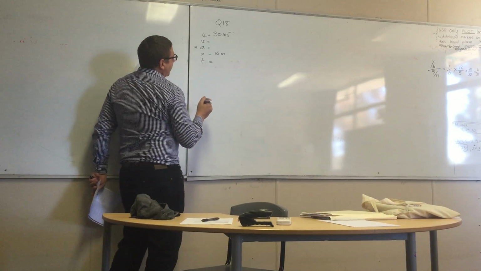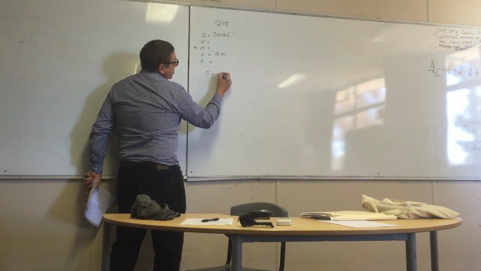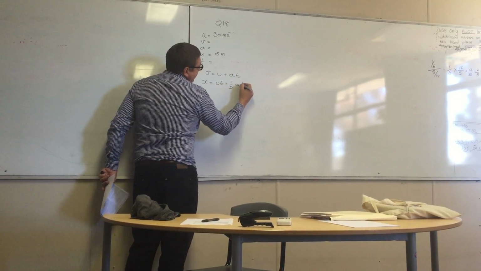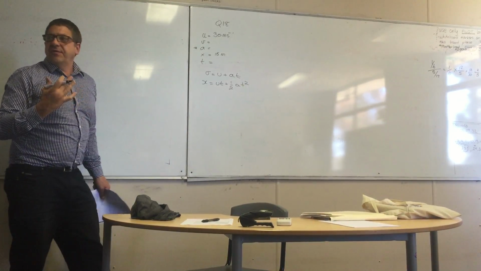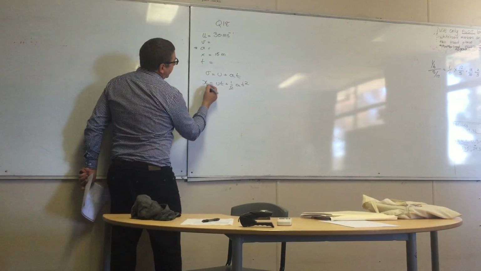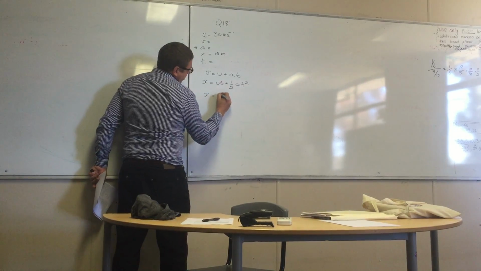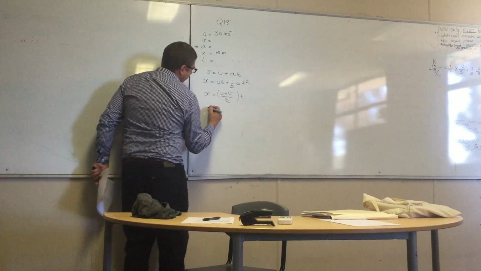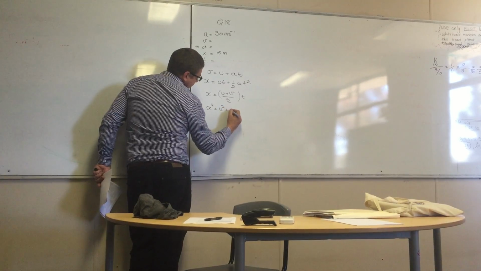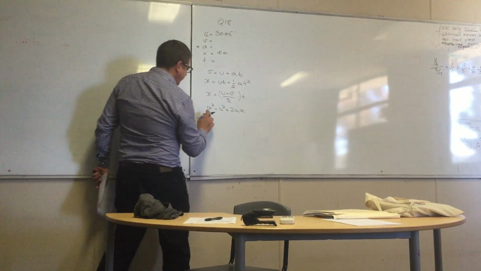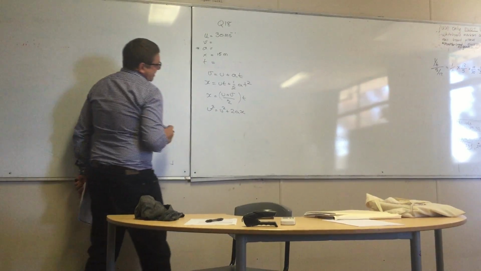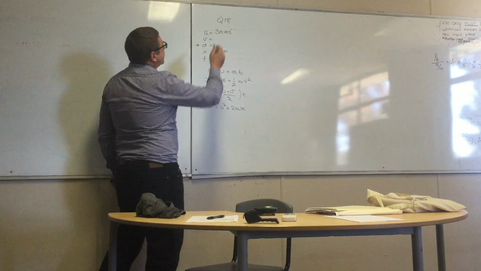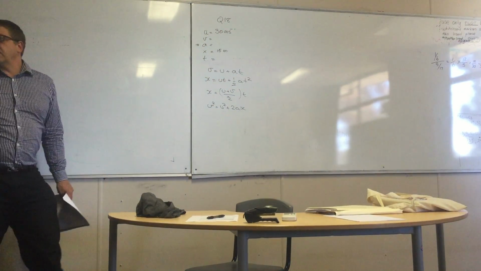Alright, so basically here we've got a few formulas. V equals U plus AT. X equals UT plus a half AT squared. I just always write them down, particularly if you haven't memorised them. If you write them all down, that'd be good. X equals U plus V over 2, times T. And V squared equals U squared plus 2AX. So that's hunky-dory.